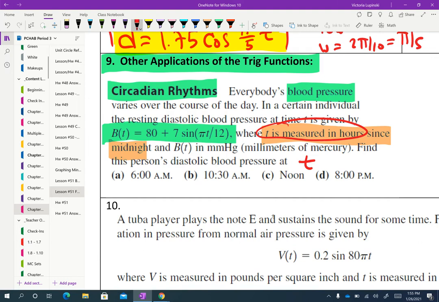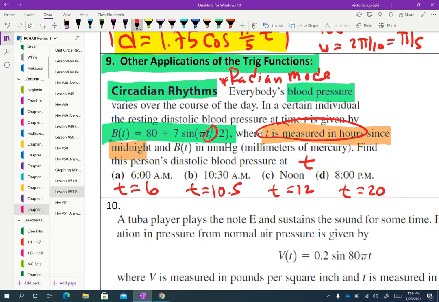So if you're talking about somebody's blood pressure at 6 a.m., that is 6 hours past midnight. If you're talking about their blood pressure at 10:30 a.m., that's 10 and a half hours past midnight. Noon would be 12 hours past midnight. And then 8 p.m. would be 20 hours past midnight. So I would expect you to be able to figure out what values of time would have to go into this equation. And then the truth is, you could use a calculator, and in fact, you should use a calculator to do these. I just want to make sure you understand that if you're going to be using a calculator, you do, again, have to be in radian mode because you're plugging in pi's.